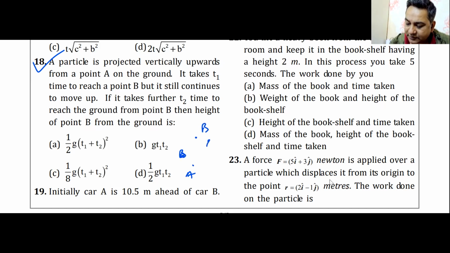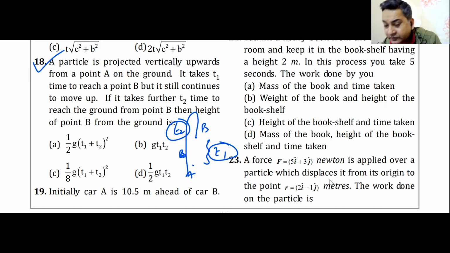From here to here, time taken is T1. Then it goes up, comes down. This time is T2. (T1 + T2)/2 becomes your total time, and after that, everything is simple. I hope you are getting this. Yes or no? So it's all about the bigger the question, the simpler it is.